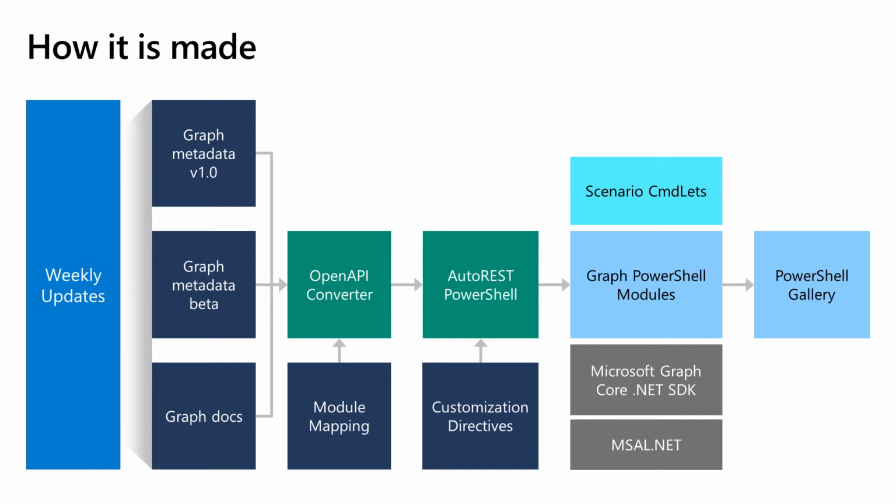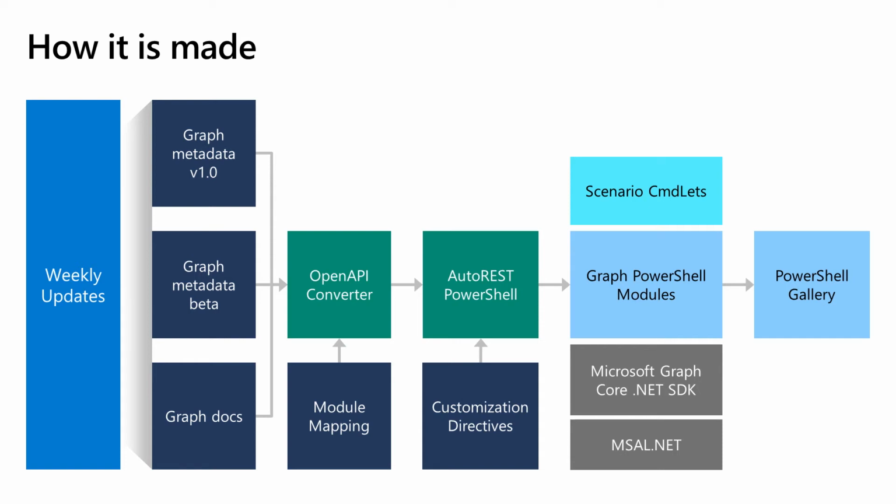The Microsoft Graph metadata is updated on a weekly basis. Teams are constantly adding new features into the API, and we take that update as a trigger in order to update our metadata files, which are large XML files that use CSDL to describe OData APIs. We also take this data, including the documentation, and bring it into an OpenAPI converter. And we use this module mapping file to split the overall Graph metadata into modules, which we can then feed into the AutoRest generator.